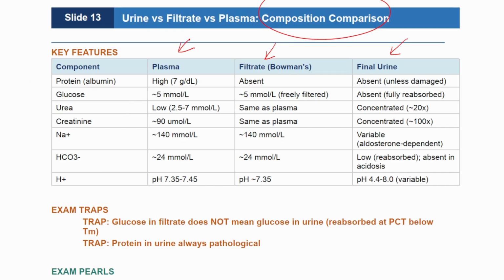Turning the page to slide 13 again, we transition directly into the quantitative composition comparison between plasma, filtrate in Bowman's space, and the final urine to understand renal handling. Beginning with our key features table, we look first at protein, specifically albumin, because this is the main plasma protein responsible for generating oncotic pressure. It sits at 7 gram per deciliter in the plasma, but it is completely absent in the initial filtrate and remains absent in the final urine unless glomerular filtration barrier damage has occurred.